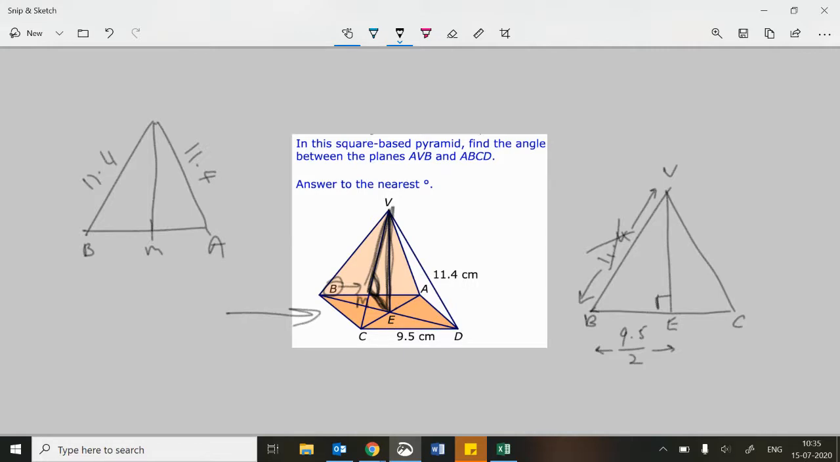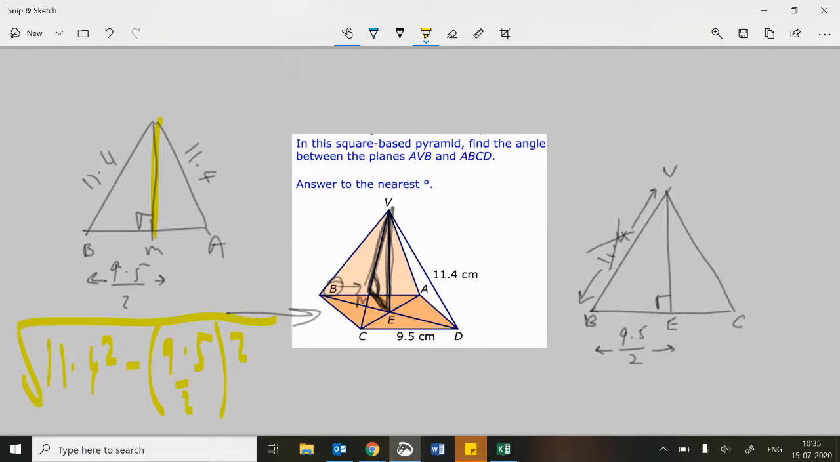We know that this length on the bottom is 9.5 divided by 2, between B and M. So that's this length here, and now we have a right-angled triangle. From that right-angled triangle, you should be able to work out what this length is. We can do 11.4 squared, take away 9.5 over 2 squared, and square root. That's just using Pythagoras to find the height, or one of your shorter lengths. Once you've found that, that's going to give you this answer here.